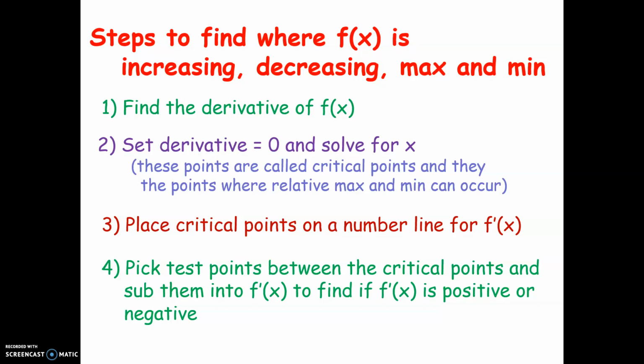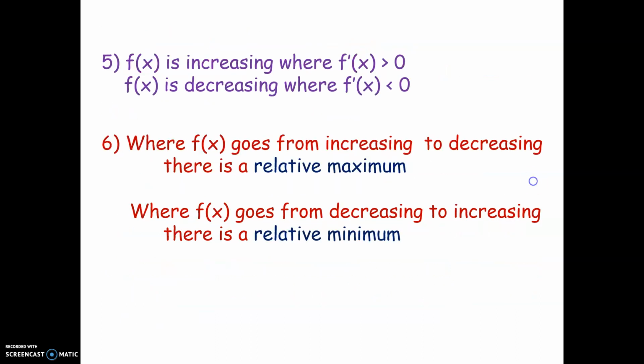Place those critical points on a number line for the slope, and pick test points between the critical points and sub them into the slope to find if the slope is positive or negative. So you're going to get a number line that has positive marks and negative marks, and these critical points where the slope is 0, showing you what the slopes are of all the sections of the graph. We're going to have 2 examples of this when we're done with these steps.